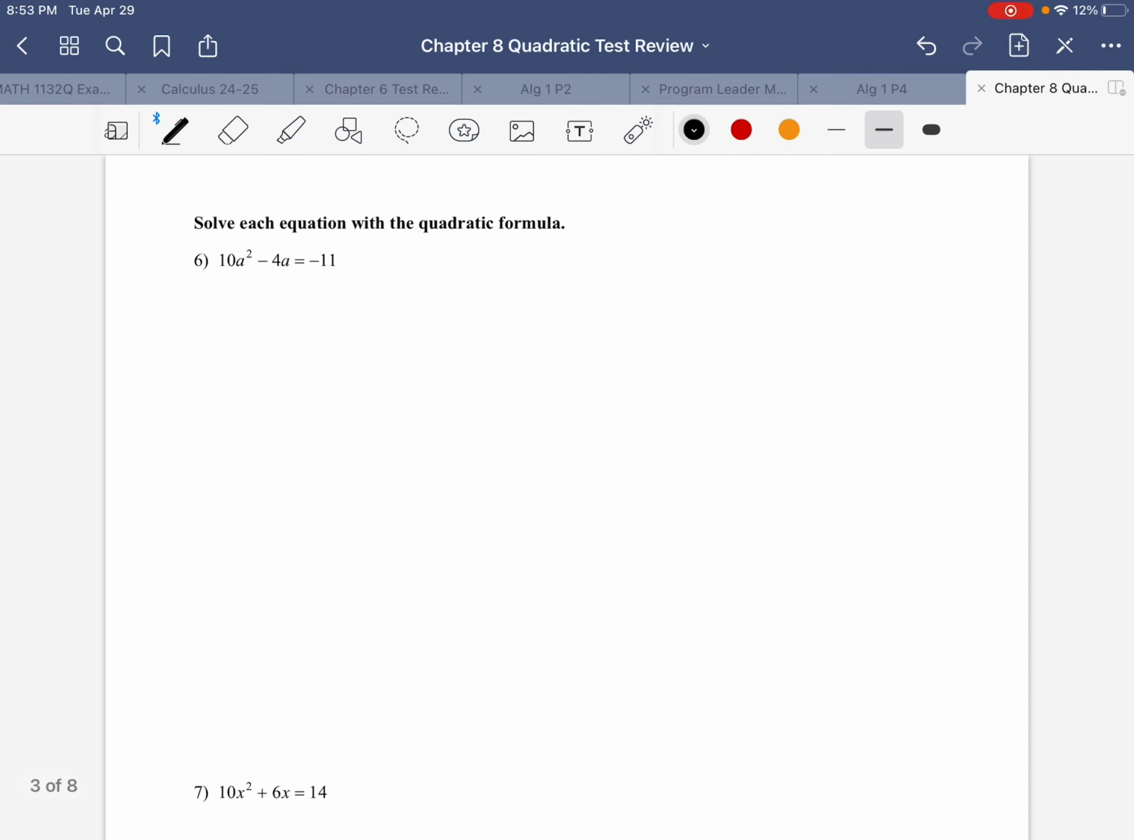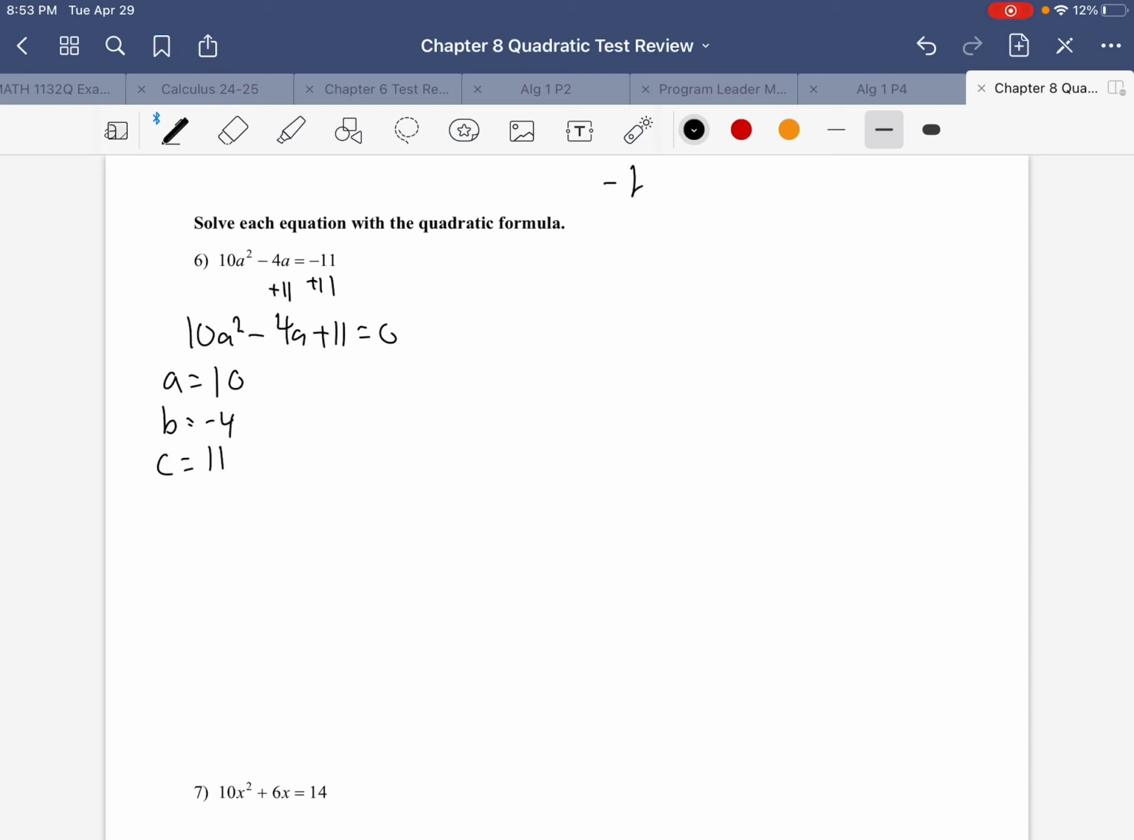All right, then this next part, these next 2 are asking us to solve the equation with the quadratic formula. Again, I'm going to give you guys the quadratic formula, so it's not something you have to memorize, but just like the work we did with the discriminant, I need to be able to set the equations equal to 0. So I'd add 11 on both sides of the equation. 10a squared minus 4a plus 11 equals 0. A equals 10, b equals negative 4, c equals 11.